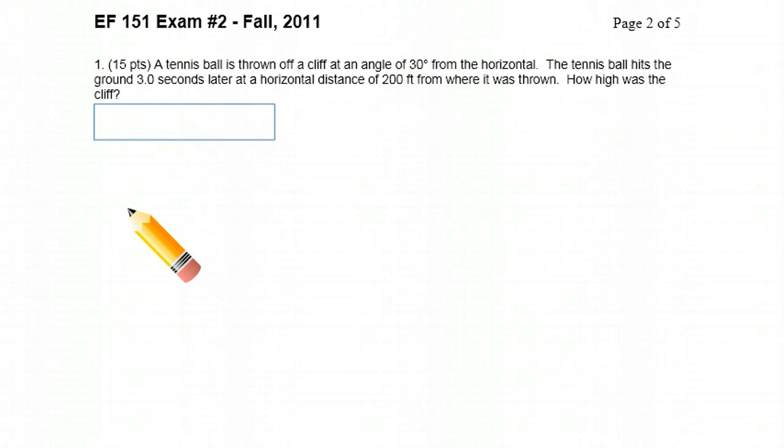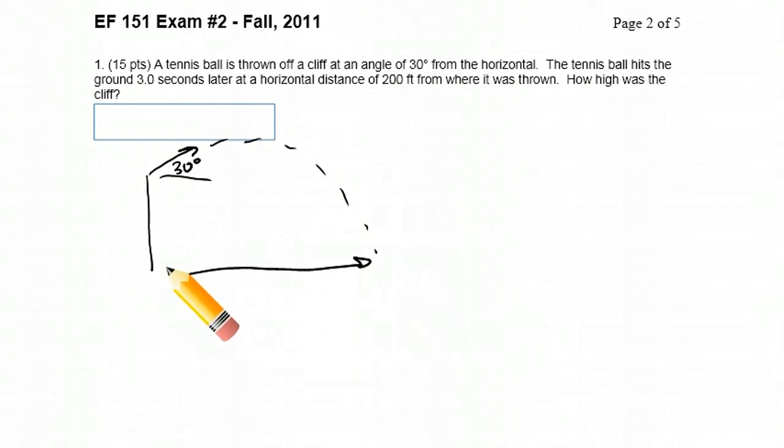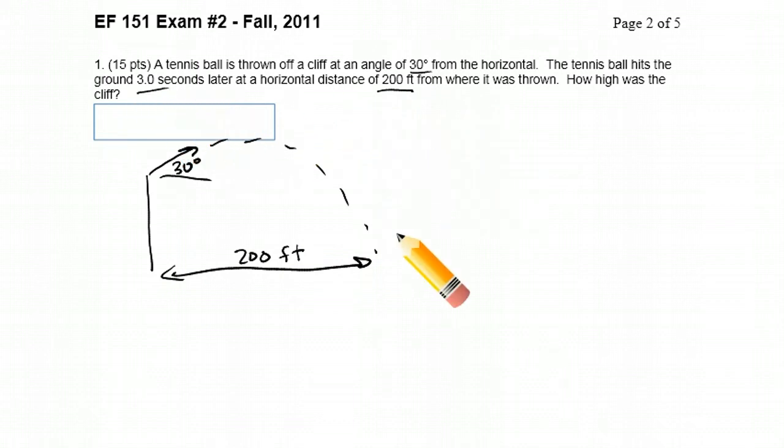So as usual, we will start by drawing a picture. Here's our cliff. We're launching 30 degrees above horizontal. Let's see, we have a horizontal distance of 200 feet. There's that number, and we know it hits the ground after 3 seconds.